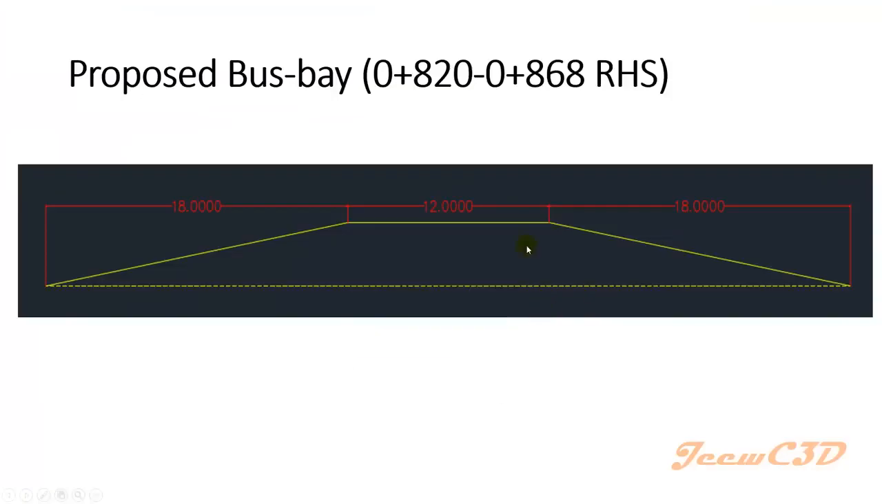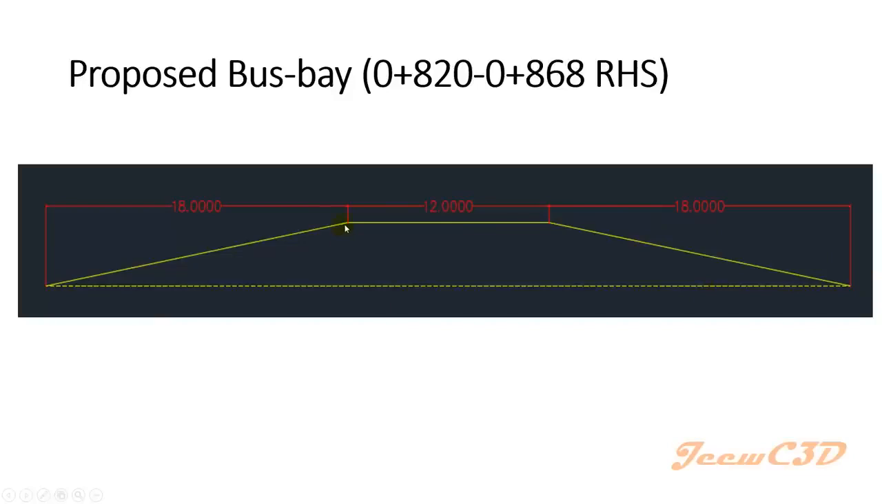So this is the typical arrangement of the proposed bus bay. It is from 0+820 to 0+868, and it will be at the RHS, that means right hand side. This is the layout. We will be having an 18 meter transition, and then you have the bus bay with 12 meter, and again it will transit into the hard shoulder, which should be 18 meter.